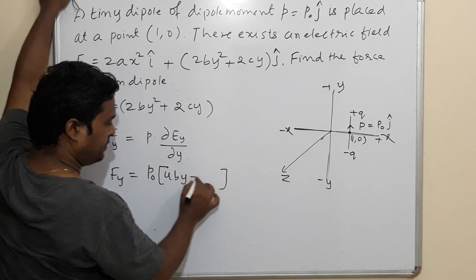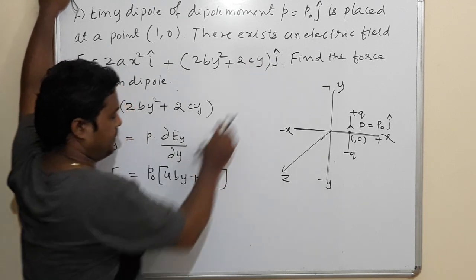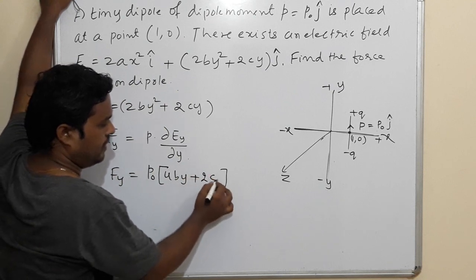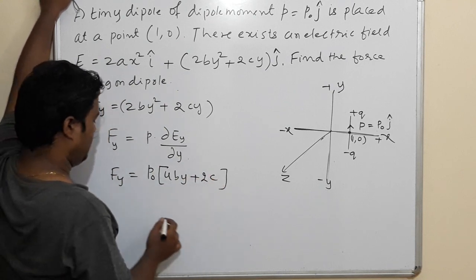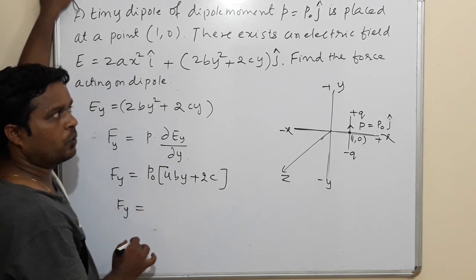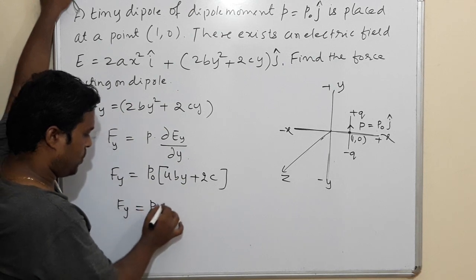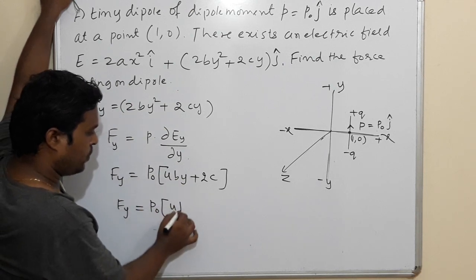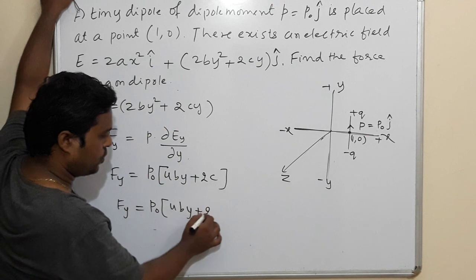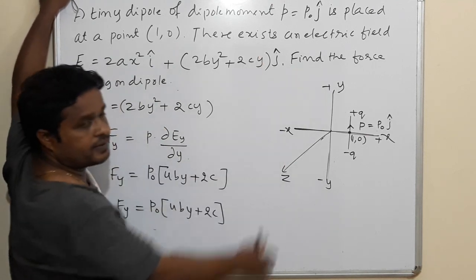Plus, this will be 2c into differentiation of y with respect to y, which is 1, so it is just 2c. Then this Fy will be equal to P naught into (4by plus 2c). This is the force acting along y axis.